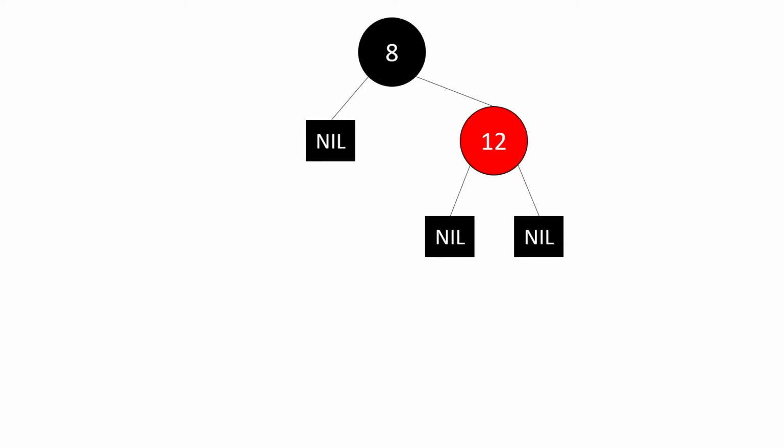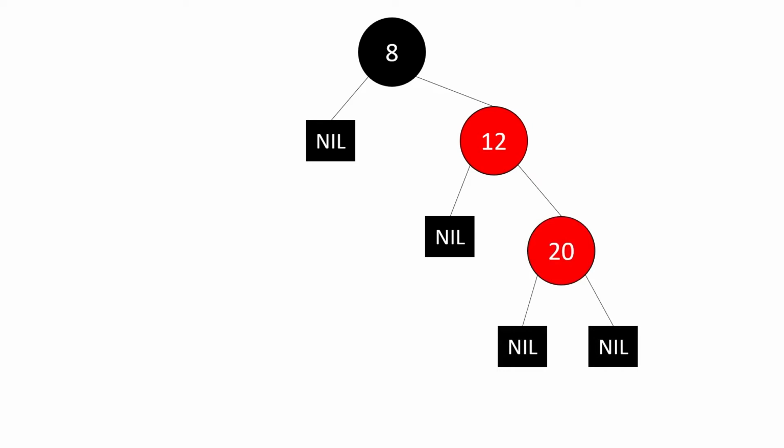Let's mix things up a little bit, and insert another node, and this time it's going to be 20. 20 is going to end up being the right child of 12, and we have an issue here. This is the double red violation, or double red problem, that we have when we insert. How do we figure out what to do? Remember, the node we inserted is X, its parent is Y, so 20 is X, and 12 would be labeled Y.